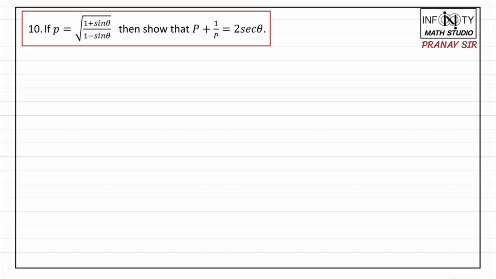The next question, the 10th one, is from trigonometry. Here we need to prove P plus 1 by P is equal to 2 secant theta by using the given information. Alright. Now consider LHS is equal to P plus 1 by P. Here P and 1 by P are just reciprocals. That means if P has plus numerator minus denominator, in 1 by P this numerator and denominator get exchanged. That's all. Okay.